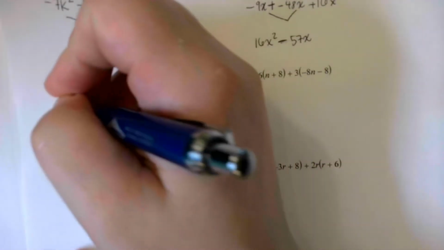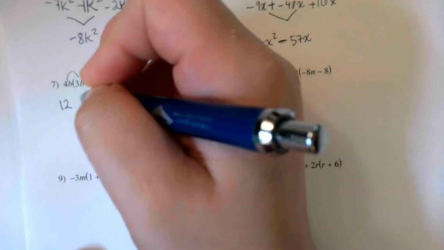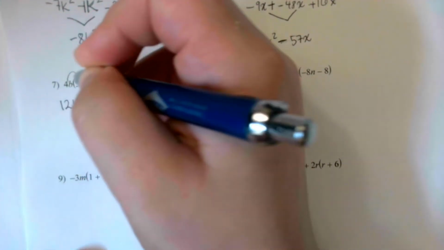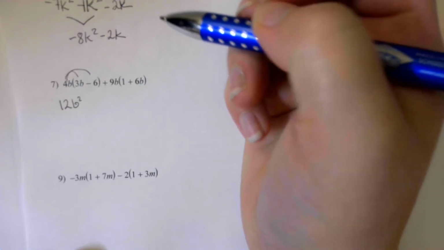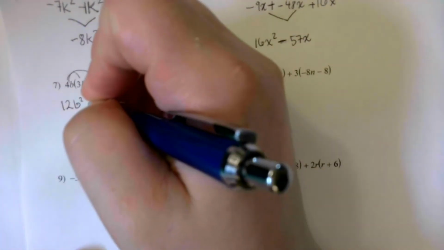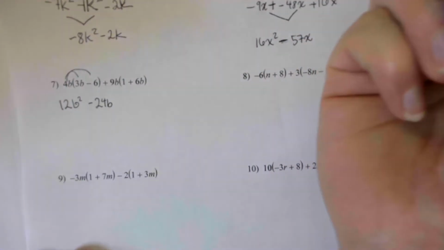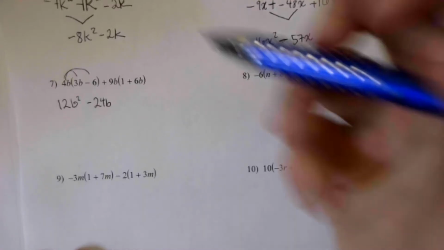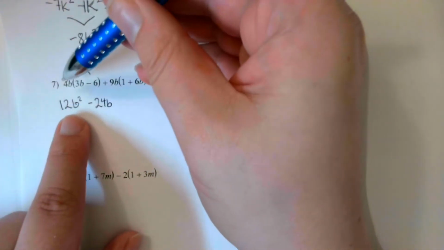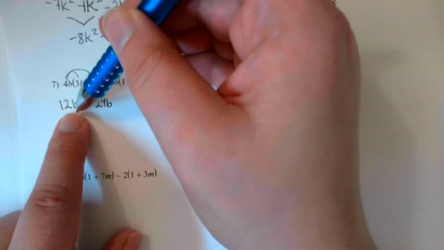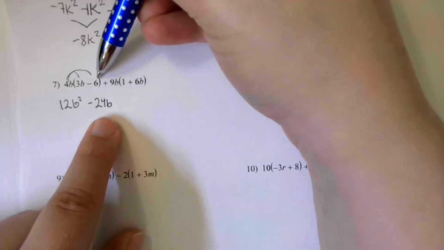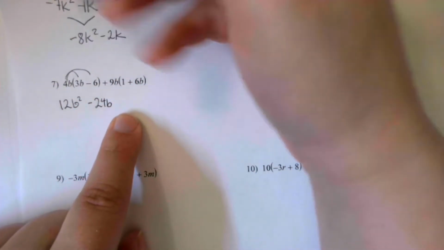4 times 3, 12. B times B, B squared. 4 times 6, negative 24B. Okay, I'm just going to double check my work. 12B squared, negative 24B. Okay, that's good, so I'm going to go to the next step.